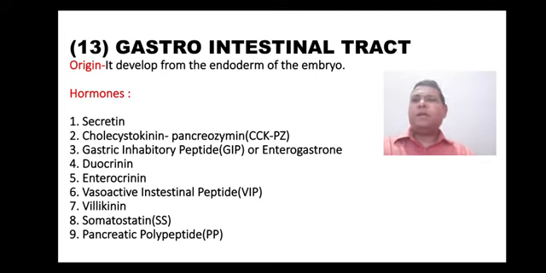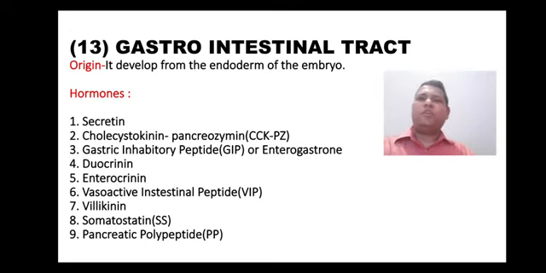Number 2, intestine: it secretes the following hormones, secretin. It is secreted by the intestinal mucosa of the duodenum and jejunum. It acts on the exocrine part of the pancreas and stimulates secretion of water and bicarbonate ions, etc.